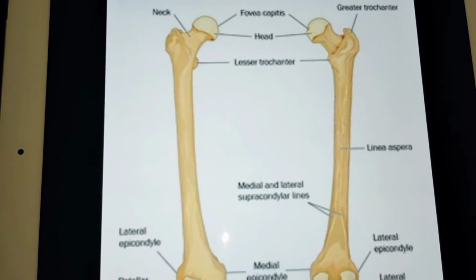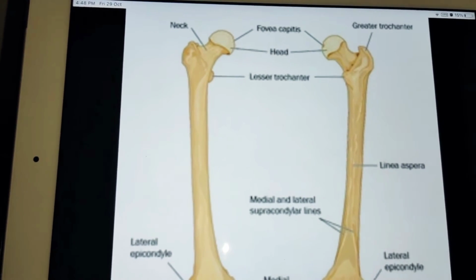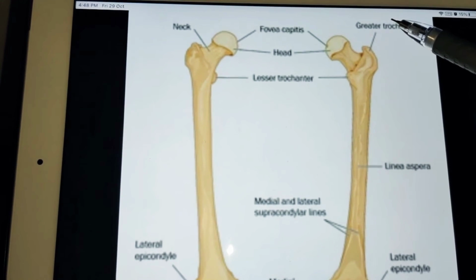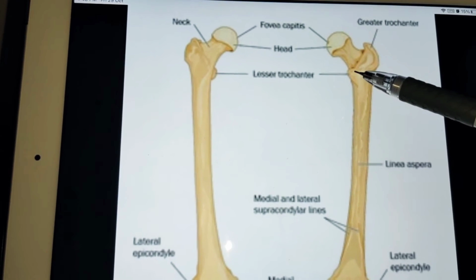Now we'll start with the lesser trochanter from this diagram. The lesser trochanter is actually a conical eminence. You can see it is directed medially and backwards, from the junction of the posterior inferior part of the neck with the shaft. So this is the lesser trochanter.